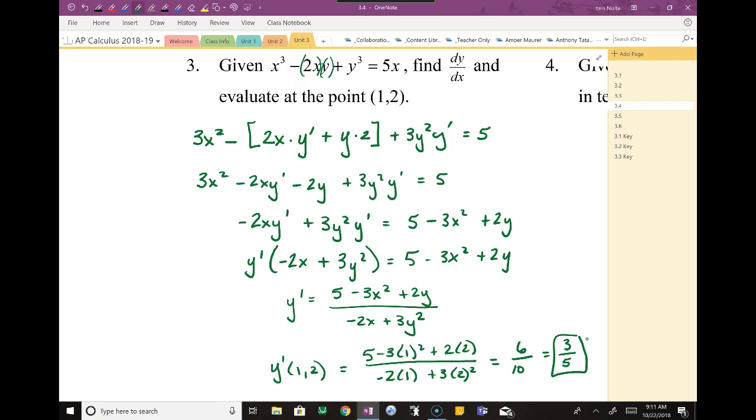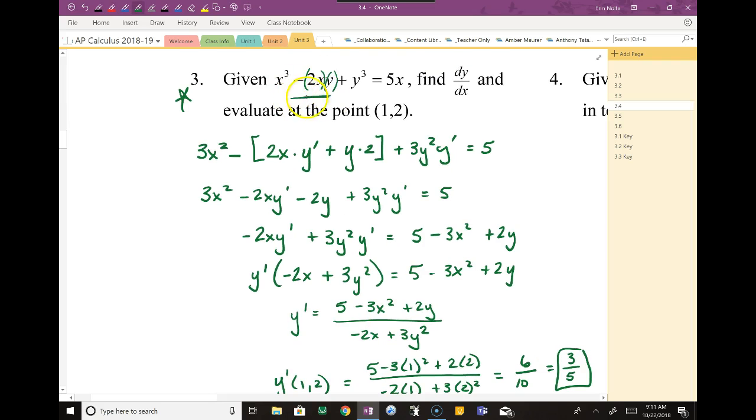Not bad? Just so you know, you're going to see that question a lot. It's going to be on the next test and probably the next test after that. And then maybe even the next test after that. So they love this piece with that minus product rule.